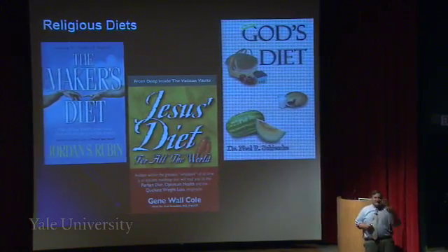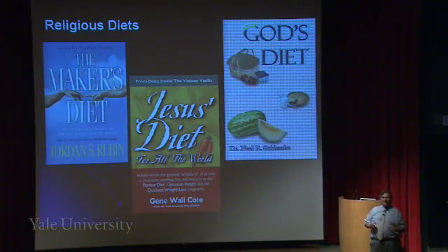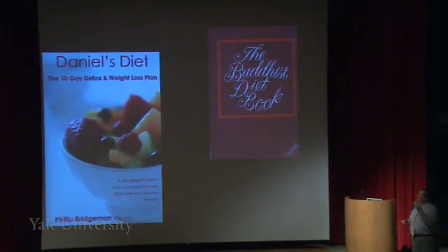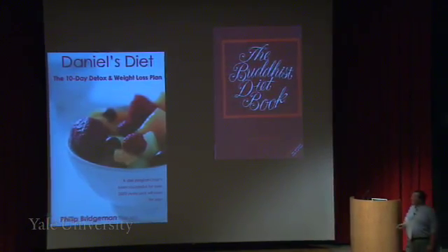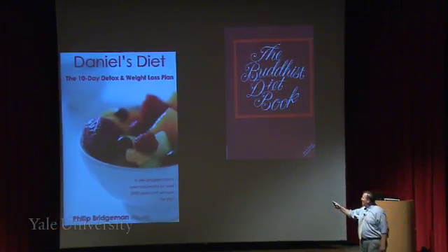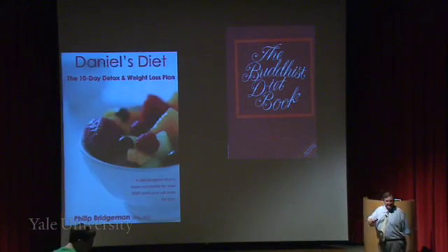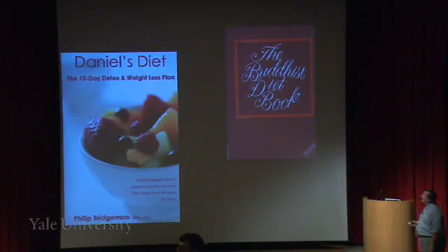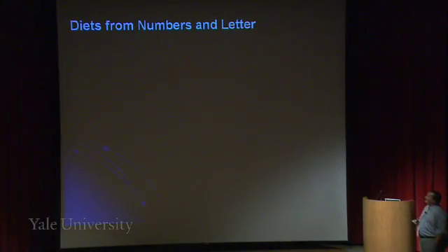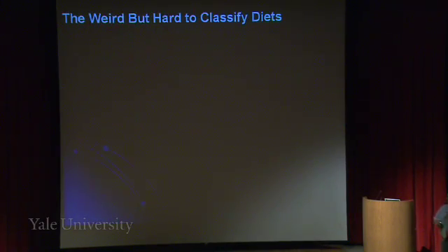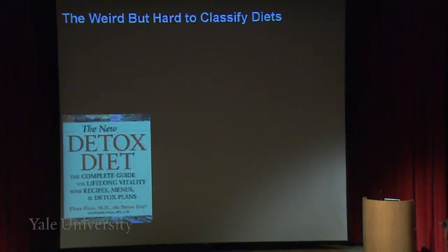There are religious diets that are interesting. So if you want to draw upon a higher power, you've got lots of choices there too. Okay, so there's a Buddhist version, there's Daniel's diet over here. Now I don't know if you can read it because it's a little blurry, but a diet program that's been successful over 2,000 years. Can't beat that kind of a track record. Diets by numbers and letters. E diet's number 7, the GI diet. There's the weird diets but hard to classify.